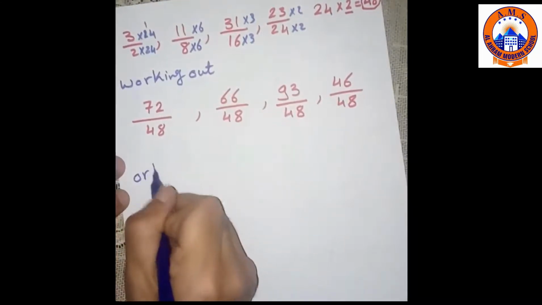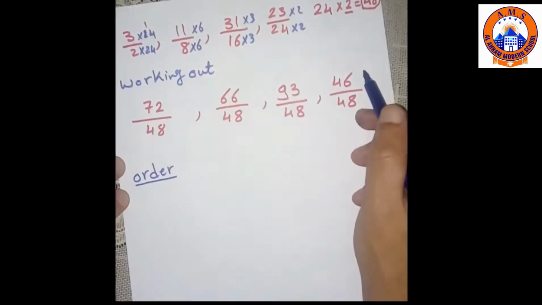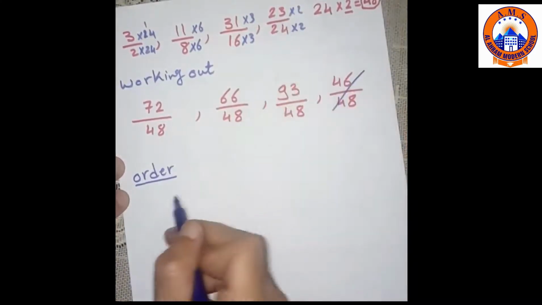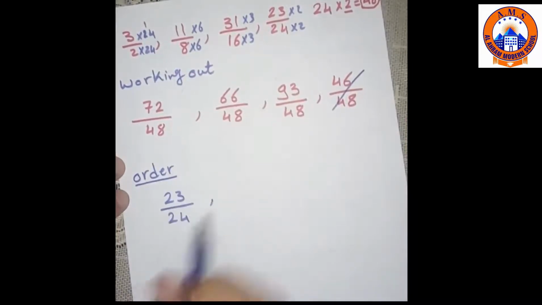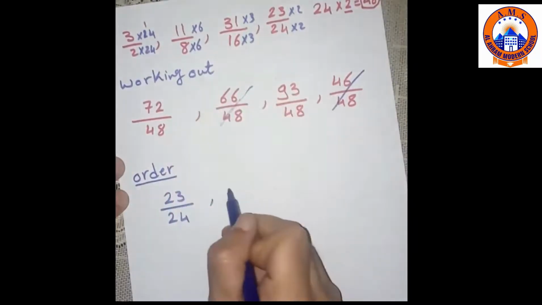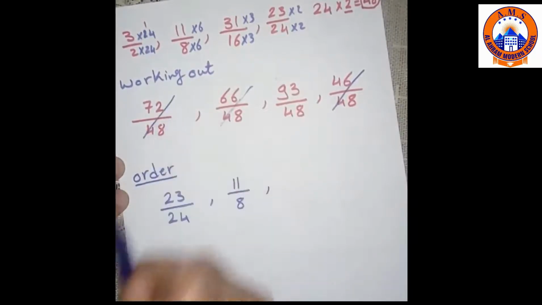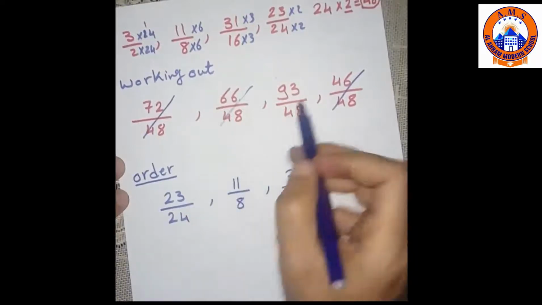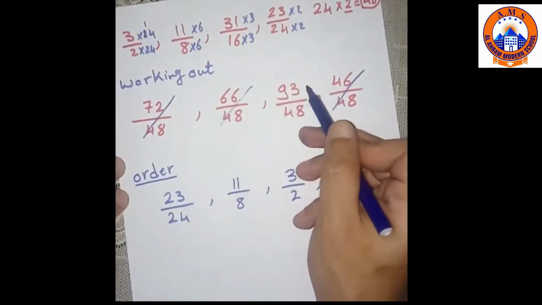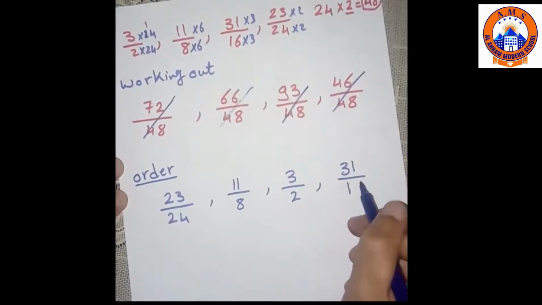The order will be: the smallest one here is 46 over 48, which was 23 over 24. Then the next one will be 66 over 48, which was 11 over 8. Then 72 over 48, which was 3 over 2. Then the last one is 93 over 48, which was 31 over 60.